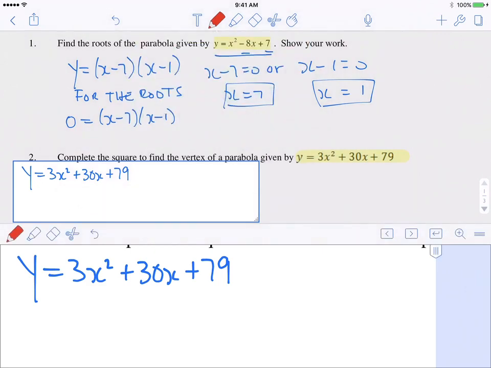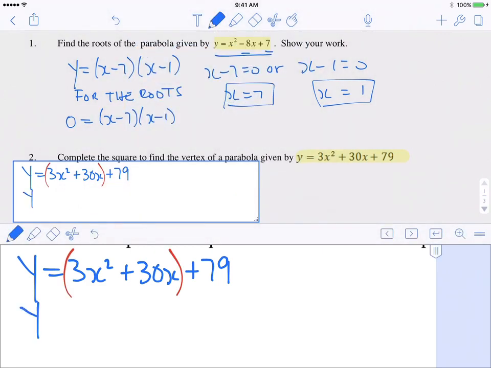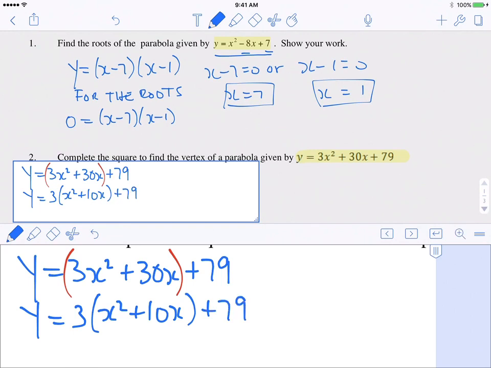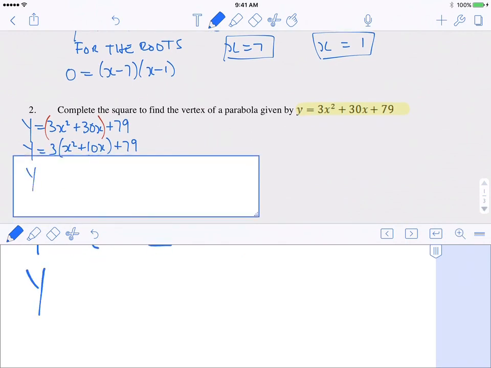Remember, the first step in our algorithm is to put brackets around the first two terms and ignore the third. So we'll say y equals, and now we want to take out the greatest common factor, the numerical coefficient at least, and that would be 3. So 3 times x squared plus 10x, plus 79. And remember, the key number here is 10. We want to halve the number 10, cut it in half, and then square that number.